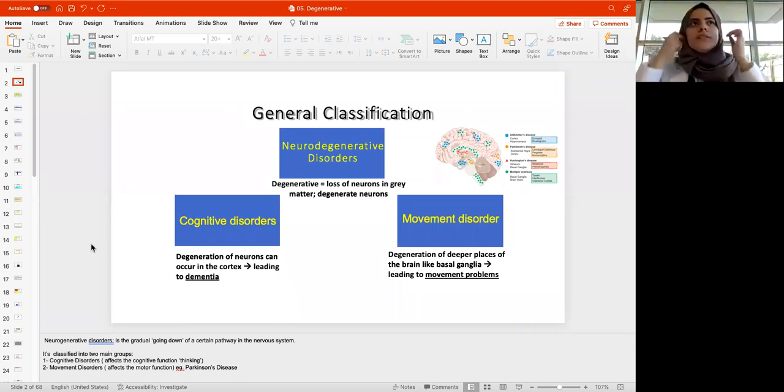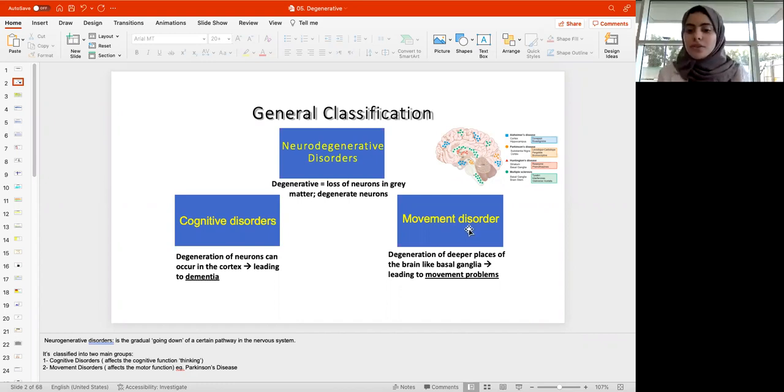So from the name, they're basically a spectrum of disorders in which you have neurons undergoing degeneration, and that's the basis of the pathophysiology. You have degenerative loss of neurons, and because there's a wide spectrum of these disorders, they classified them into two types. Okay, you have the cognitive disorders and the movement disorders. From their names, you can kind of guess what kind of disorders they are.